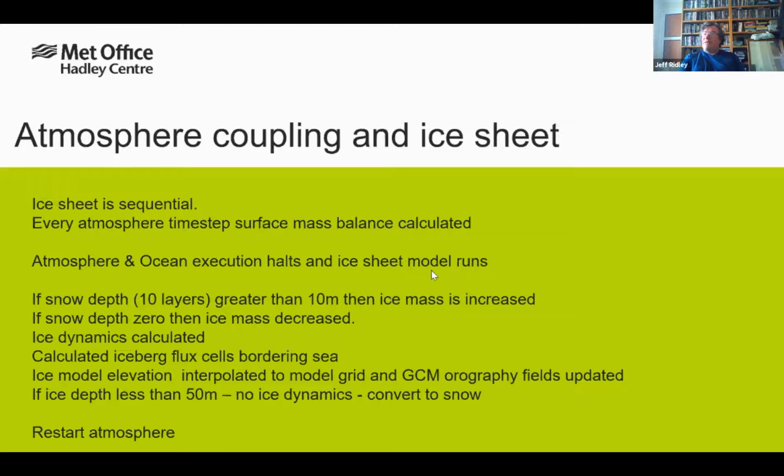We also calculate that if there's no ice dynamics, i.e. the ice depth is less than 50 meters, then convert it all to snow. If all that snow melts, then we have a bare surface. Then after we've done that, we go back to restarting the atmosphere. And the atmosphere can stand quite considerable changes to the surface topography, a couple of 100 meters, before it starts to make a fuss about it.